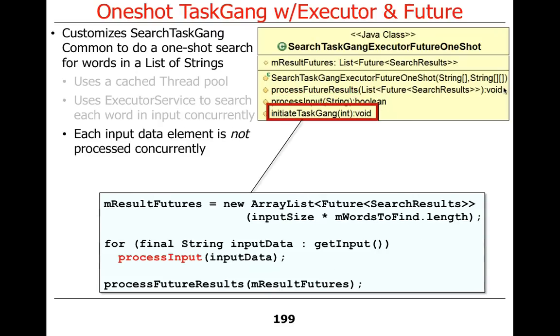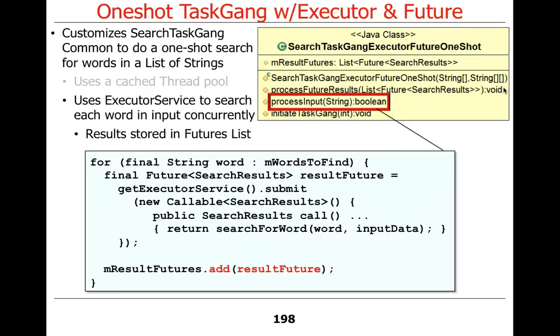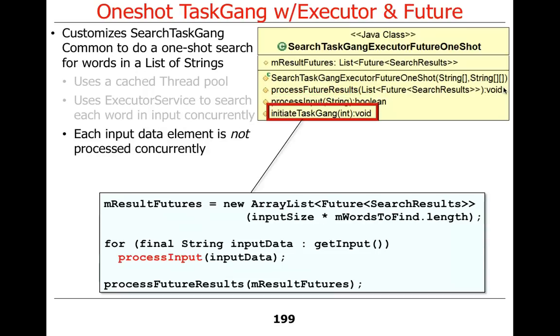Here is what initiateTaskGang looks like. So initiateTaskGang, unlike what we saw before, doesn't spawn a separate thread or a separate task for each source of input. Instead, what it does is it creates this mResultFutures array with the right number of elements in it. And then it goes ahead and, for every input string, calls processInput on that string, which of course then turns around and does this thing to make all the words run concurrently.